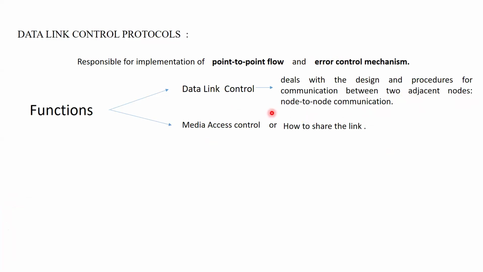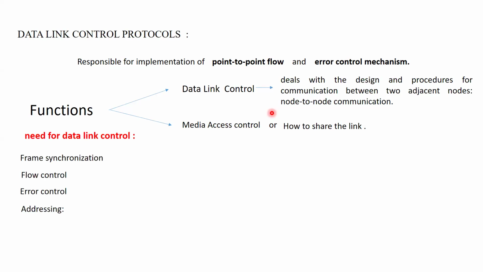So what is the need of data link control? What is the need of using data link control in digital data communication? The needs are frame synchronization, flow control, error control, addressing, control and data on the same link, and link management.